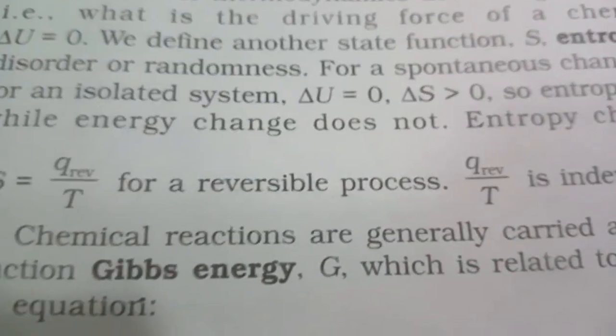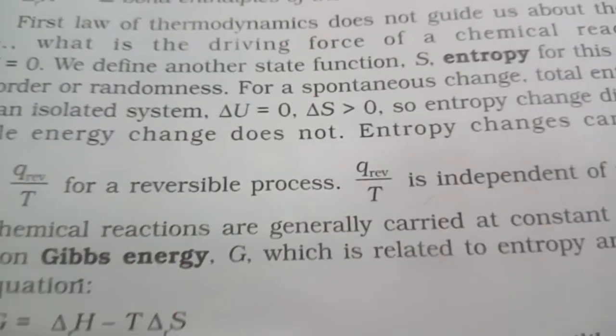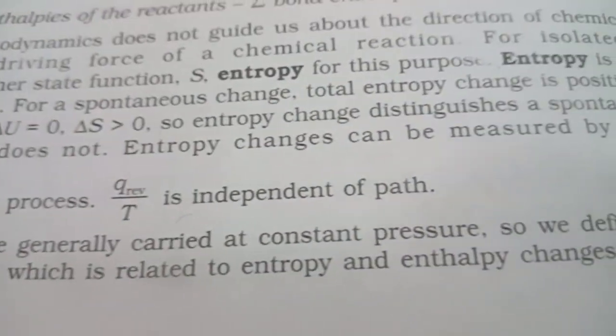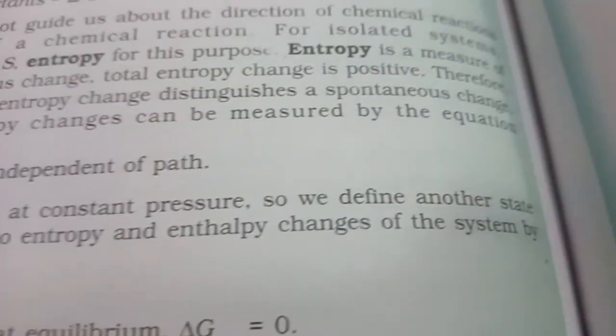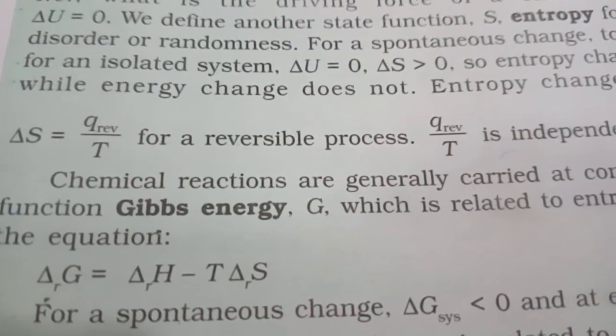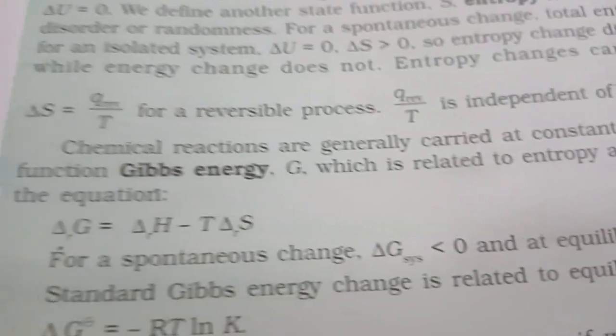For a spontaneous change, total entropy change is positive. Therefore, for an isolated system, delta U is equal to 0, delta S is greater than 0, so entropy change distinguishes a spontaneous change, while energy change does not. Entropy changes can be measured by the equation delta S is equal to Q reversible upon T for a reversible process. Q reversible upon T is independent of path.